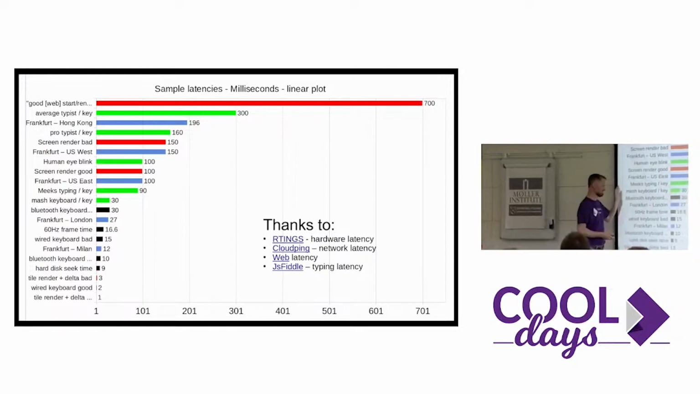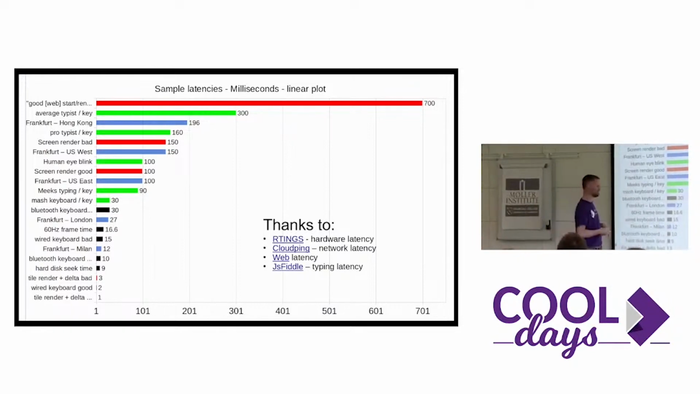And here are some latencies. This is a log plot. For those who don't know what log plots are, go and read about logs. They're great. So yeah, your Bluetooth keyboard latency, for example. People often don't know how poor Bluetooth is from a latency perspective, but it's about 30 milliseconds. So you can go Frankfurt to London faster than you can go from your Bluetooth keyboard to the CPU next to it. Okay, so that's pretty bad.